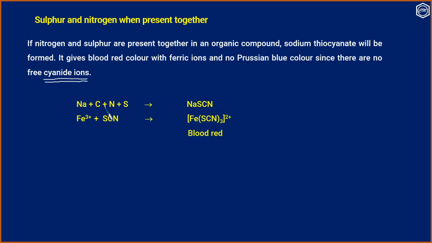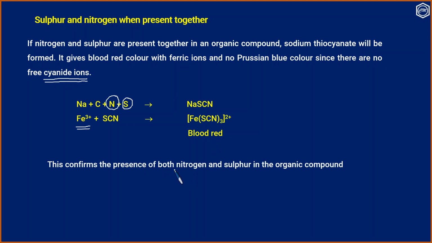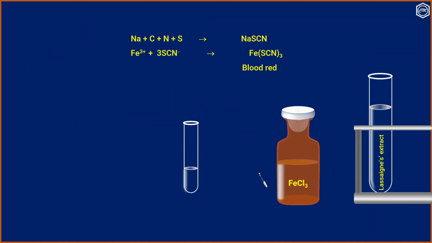So, if the compound contains nitrogen and sulfur together, when fused with sodium, it is converted to sodium thiocyanate, NaSCN. When we add ferric chloride or ferric ions, this thiocyanate combines with these ferric ions, giving ferric thiocyanate. And this ferric thiocyanate is blood red or intense red in color. If you get a blood red color, that shows the presence of both nitrogen and sulfur in the organic compound.